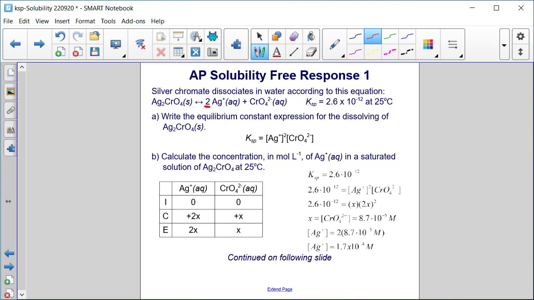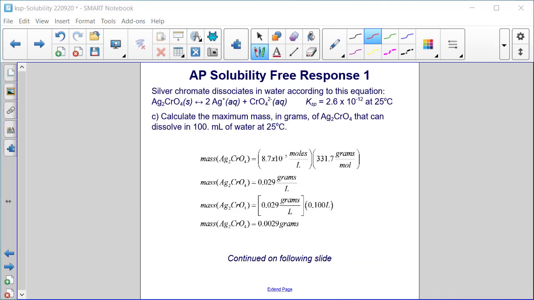and substitute our x for chromate and 2x for silver, so x times 2x squared. We can solve for x. X is the chromate ion concentration. We get 8.7 times 10 to the minus 5. We need to double that to solve for silver at that equilibrium point. We get 1.7 times 10 to the minus 4 molar.